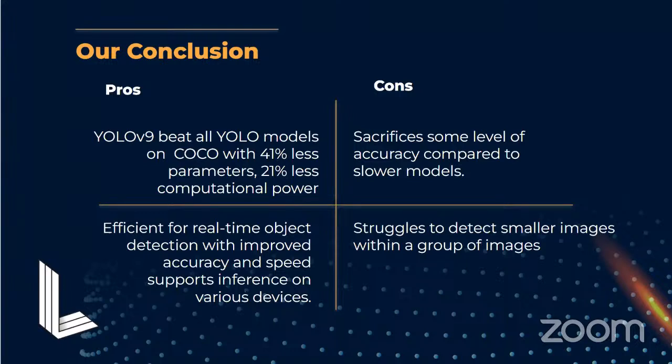But the cons when it comes to YOLOv9 is that it sacrifices some level of accuracy. You might not be able to get the accuracy of major heavy models, so some level of accuracy is lost here. And whenever images have smaller objects grouped at one place, like a group of images, YOLO finds it hard to detect them. That is one of the other cons.